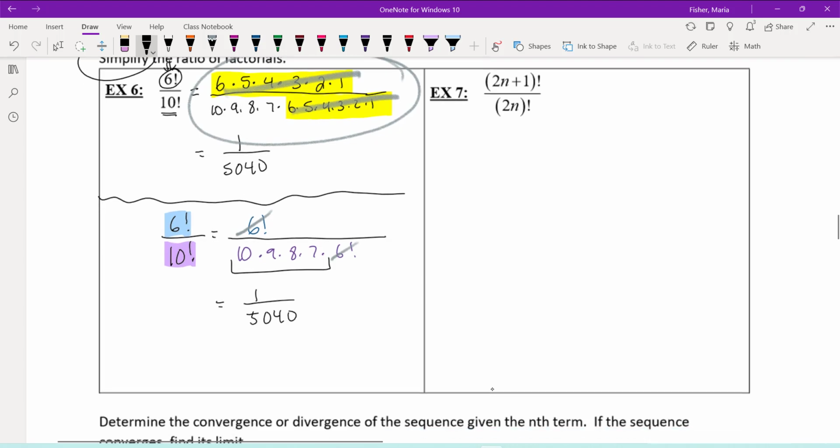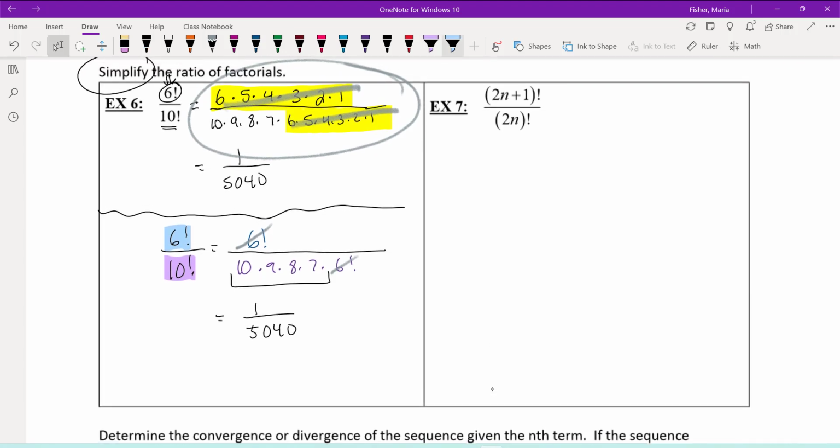Let's simplify number 7. The first thing you ask yourself is, which one of these is bigger? Is it 2n plus 1 factorial or is it 2n factorial? Well, 2n plus 1 factorial here is bigger, therefore this is going to equal, if I expand 2n plus 1 factorial, it's just going to be 2n plus 1 times 1 less, would be 2n plus 1 minus 1, or 2n factorial. I don't expand the denominator because that guy was a smaller one. And then I notice that my 2n factorials cancel. Therefore, this is just equal to 2n plus 1.